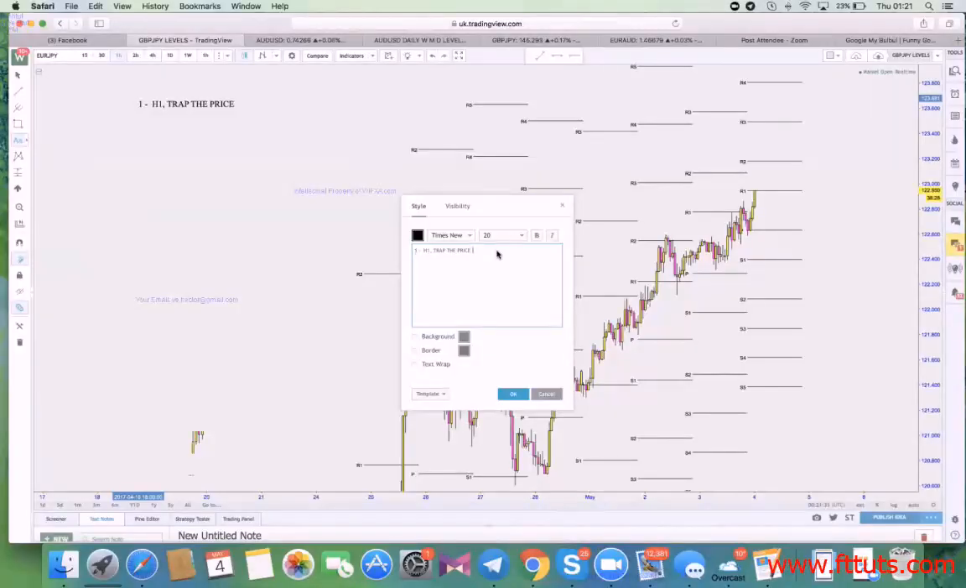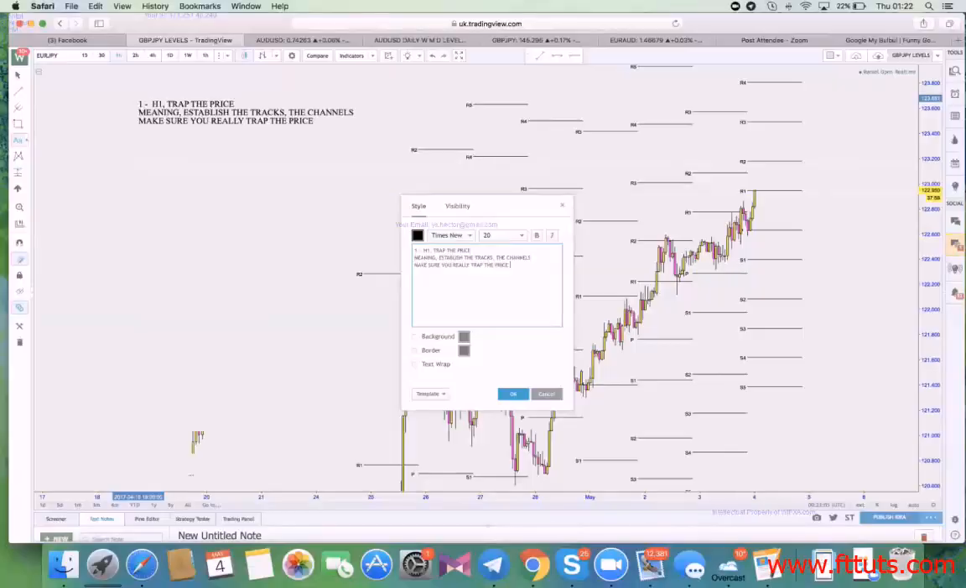Okay, then what? Once you trap the price, by trapping the price, I mean establish the tracks and the channels, guys. Make sure you really trap the price. Again, I'm saying this, make sure you really trap the price.